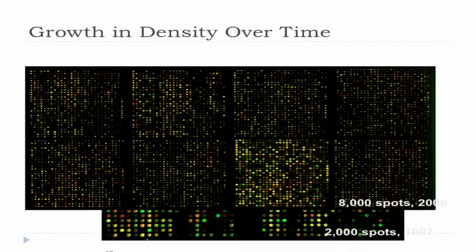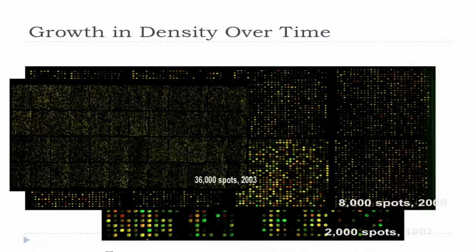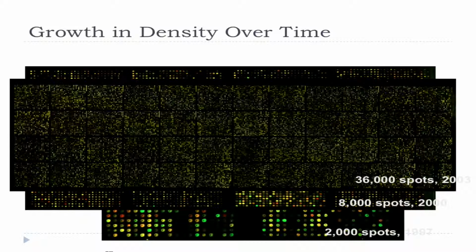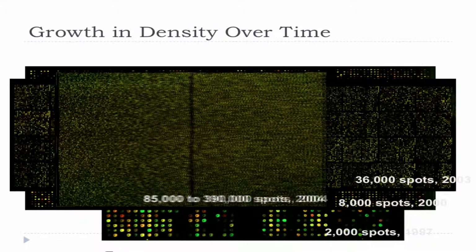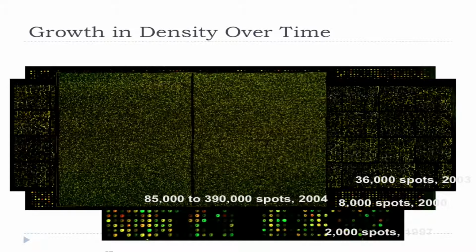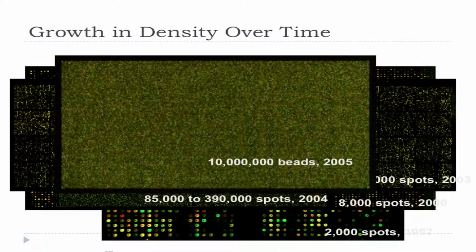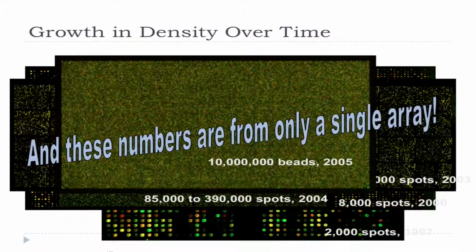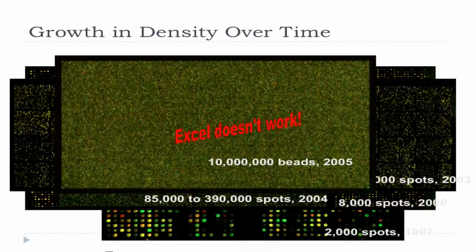This is 36,000 spots in 2003. These were still spotted, but now by a robot. And these were the typical Nimblegen arrays of 2004, 400,000 spots. And Illumina is up into the millions of beads at this point. These are numbers really from a single array, and just for when I talk to other groups, Excel doesn't work anymore.